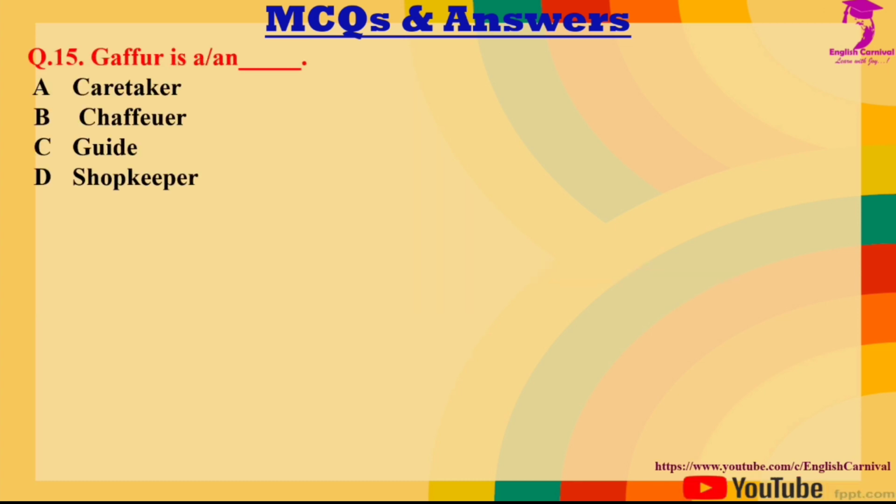Question number 15 we have, Gafur is a or an dash. Options are A. Caretaker, B. Chauffeur, C. Guide, and D. Shopkeeper. The correct answer is B, and that is chauffeur.